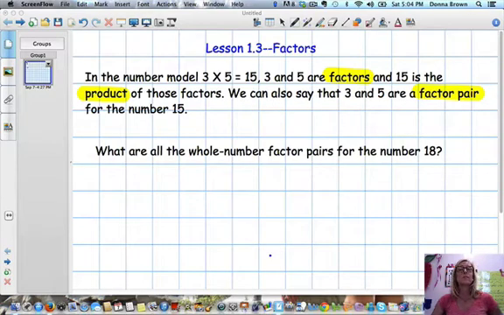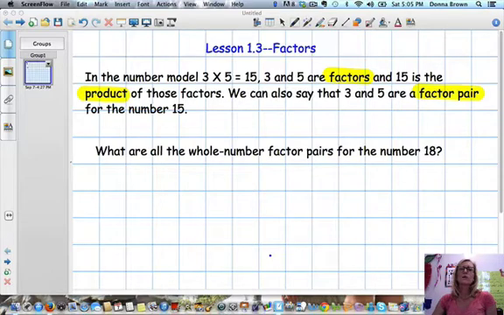Lesson 1.3 is about factors. In the number model, 3 times 5 equals 15. 3 and 5 are factors, and 15 is the product of those factors. We can also say that 3 and 5 are a factor pair for the number 15.